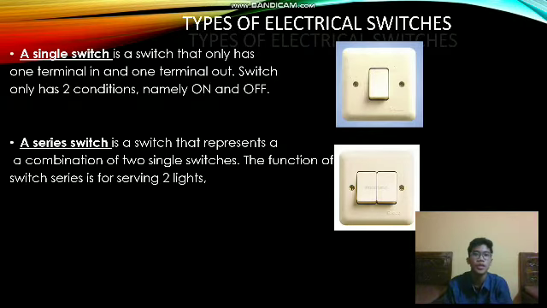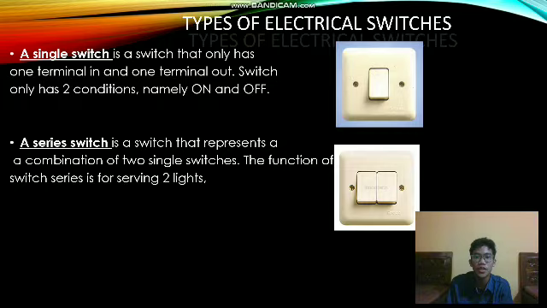Okay, the next explanation, I will tell you about the types of electrical switches. The first type is a single switch. There is the picture. This is the picture of a single switch. This switch only has one terminal in and one terminal out. The switch only has two conditions, namely on and off. This type of switch is often used to turn on and turn off one light.